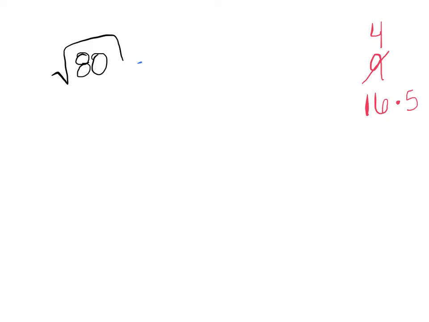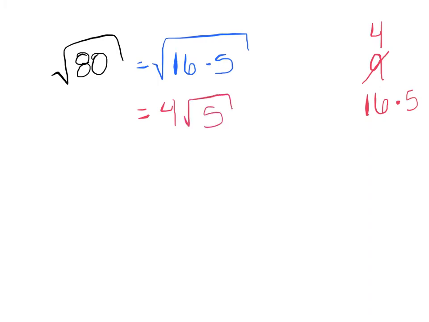The square root of 80 is the square root of 16 times 5. Well, I know what the square root of 16 is. It's 4. So when that gets pulled out of the square root, I have the 4 times what's left over, which is the 5. So 4 times the square root of 5. There are no other perfect squares that go into 5, so we are done. 4 times the square root of 5 is the simplification of the square root of 80.